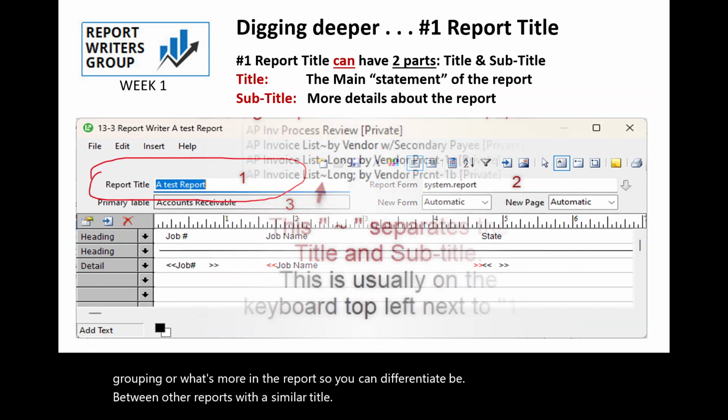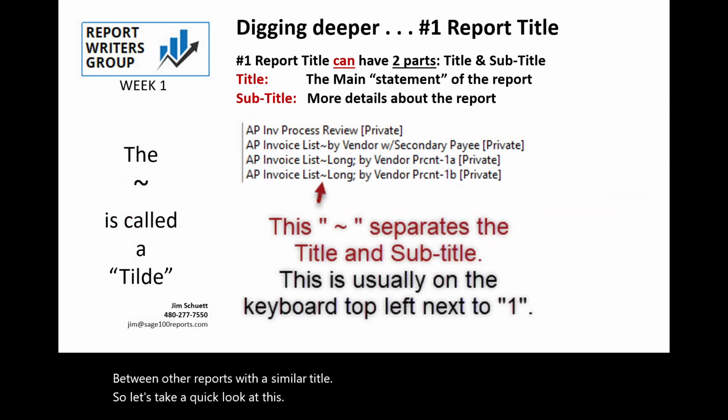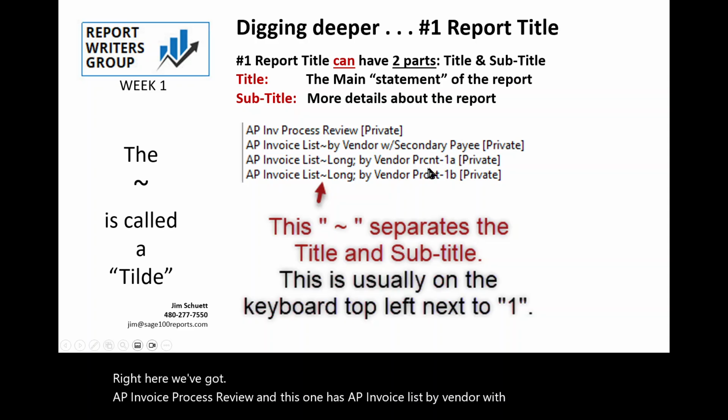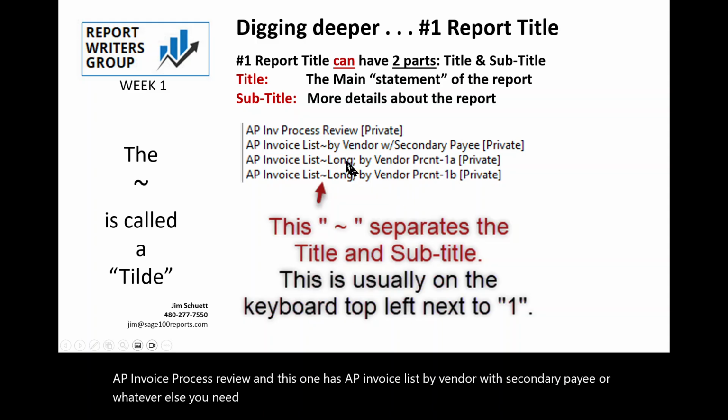So let's take a quick look at this. Here's what the job title and subtitle can look like. So we've got right here, AP invoice process review, and this one has AP invoice list by vendor with secondary payee or whatever else you need to put in. Now, this little thing right here is called a tilde, and that is what separates the title from the subtitle.